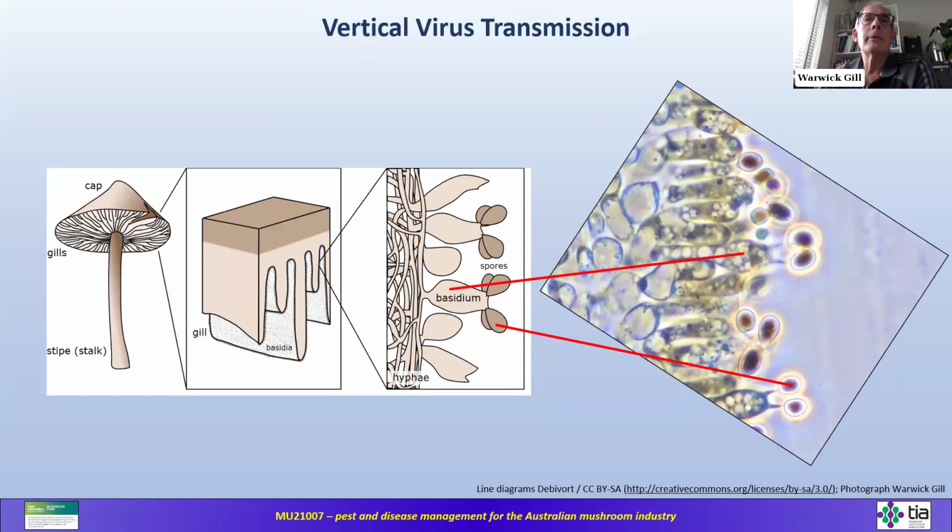The second form of transmission is vertical. This goes from one generation to the next generation. Virus particles will pass up into the mushroom cap through the hyphae, into the gill tissue, through the basidium, and into the spore. As you see here, this is Agaricus bisporus. We have a fat basidium, which gives rise to two spores. The virus particles will pass up into the spore, and the spore becomes the main transmission vehicle for mushroom viruses. So that's vertical, going from one generation to make the next generation.